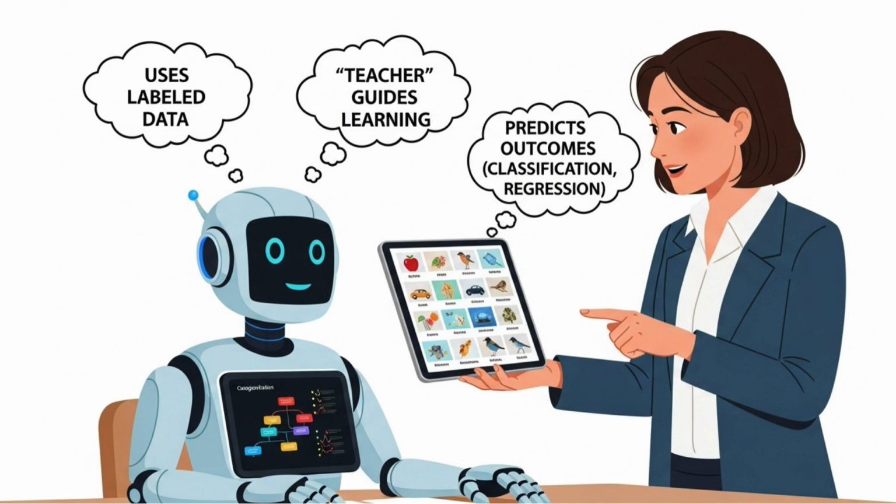The first, and arguably most common, is supervised learning. Imagine a student learning with a teacher by their side. In supervised learning, the algorithm learns from labeled data, meaning each piece of input data comes with its correct output. For instance, you might show it thousands of images, each clearly labeled cat or dog. The algorithm then learns to map inputs to outputs.